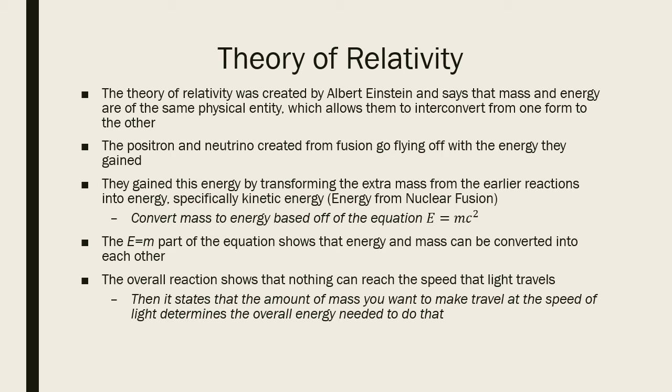The E equals m part of the equation shows that energy and mass can be converted into each other. The overall reaction shows that nothing can reach the speed of light. It then states that the amount of mass you want to make travel at the speed of light determines the overall energy needed to do that.